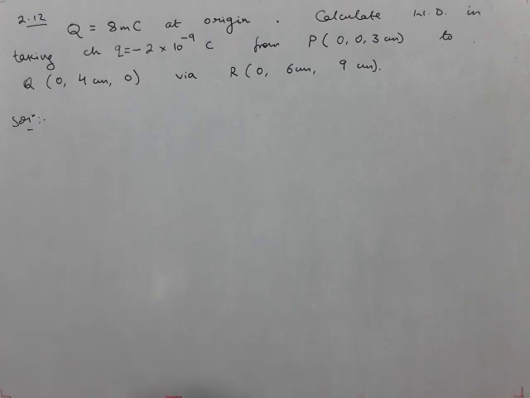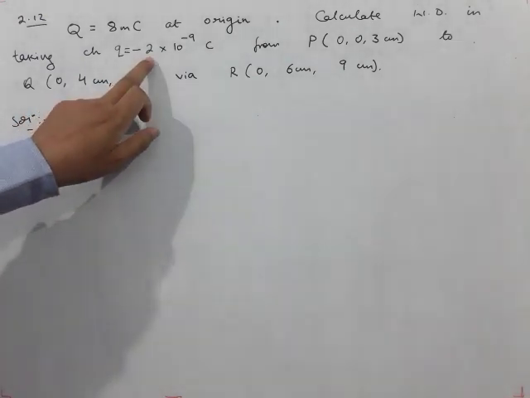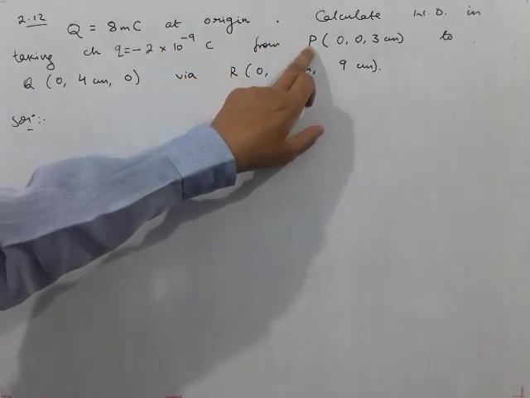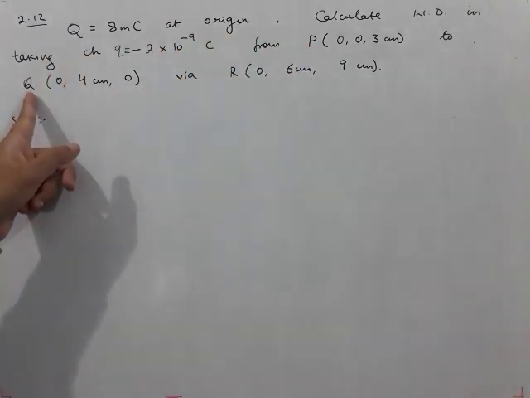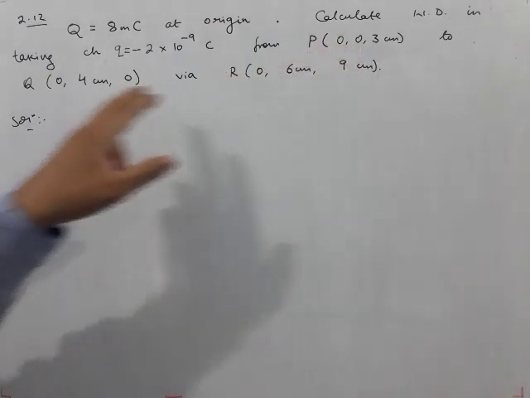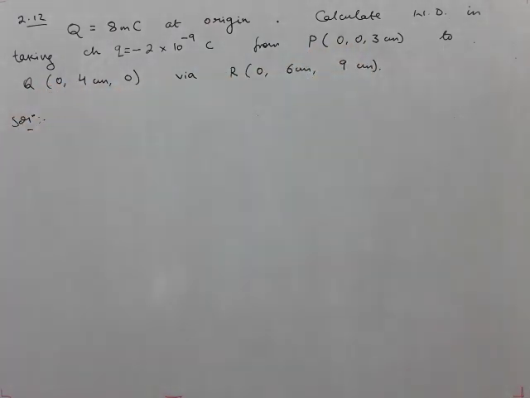The first question, 2.12. A charge of 8 millicoulomb is located at the origin. Calculate the work done in taking a small charge of minus 2 into 10 to the power minus 9 coulomb from point P to point Q via point R, where coordinates of points P, Q and R are given in the question.